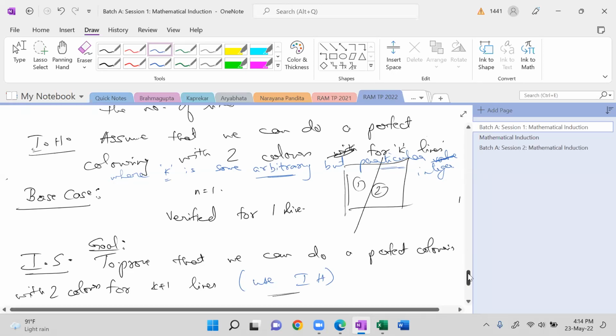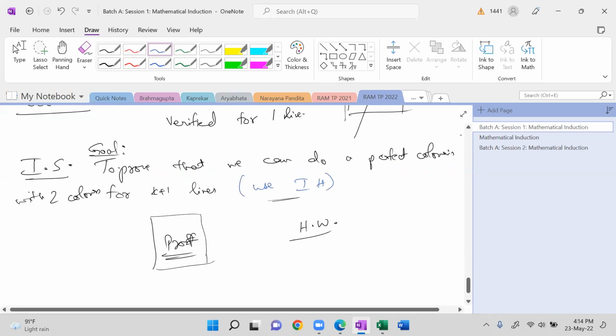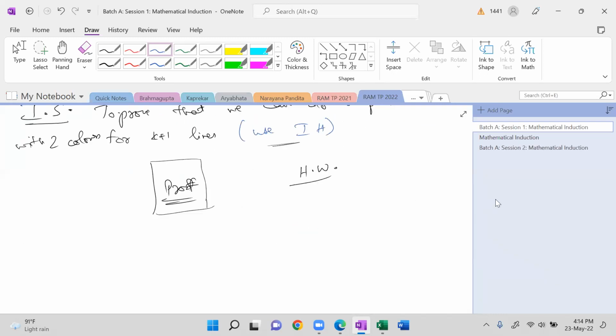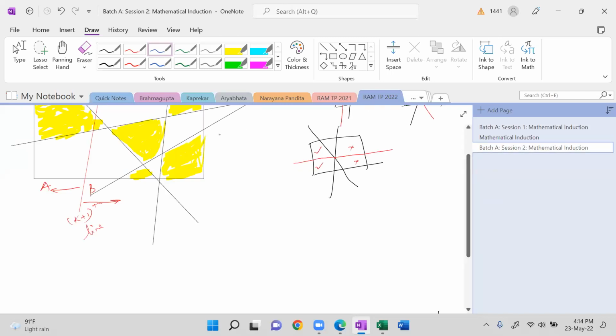Okay, and then we go to this base case. So base case, we show for n equals 1 and it's verified for one line. The goal is to prove that we can do a perfect coloring with 2 colors for k plus 1 lines, right? And this is where we are. So I'll continue from here. Kavin, is it that you have found a counter example?